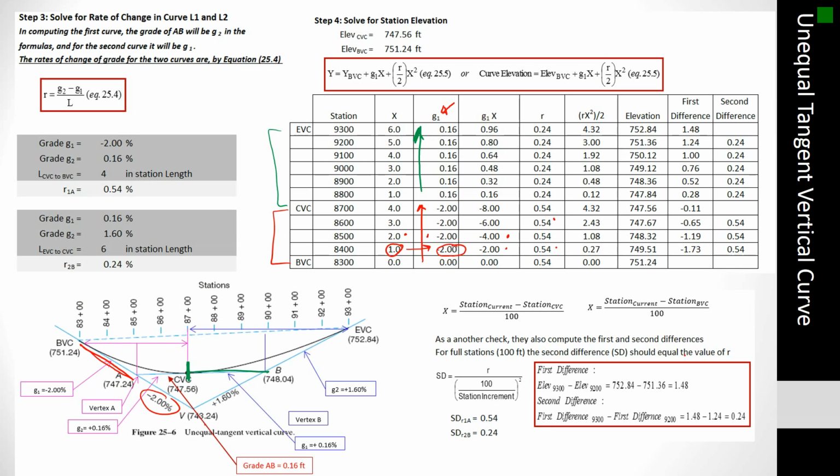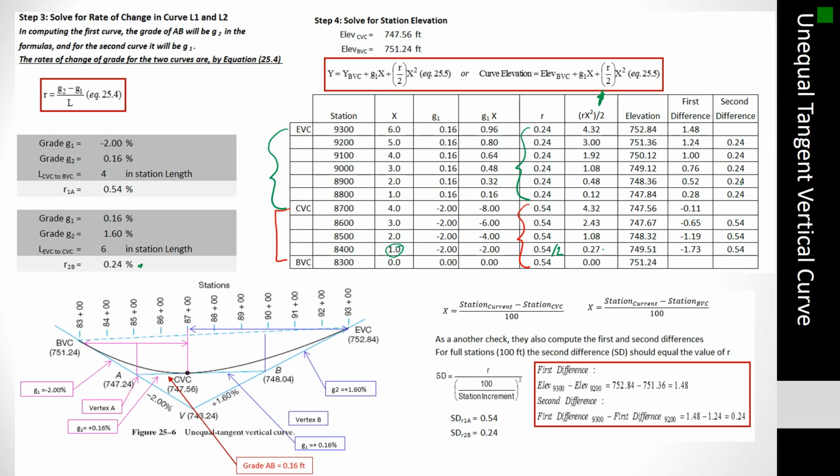So in the next column, the next column from the BVC to the CVC, notice that we're going to be using an R value of 0.54, and from the CVC to the EVC, our R value is going to be 0.24. So in the equation of R over 2x squared, we're going to use these values of R. We'll start down here: 0.54 divided by 2 times this x value is going to give us our value here.